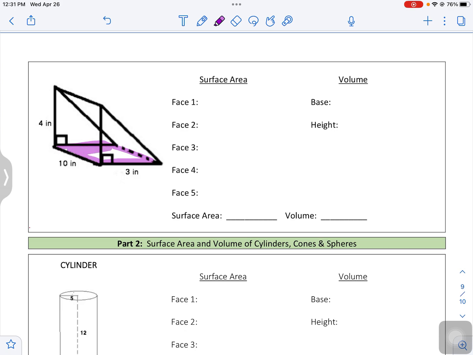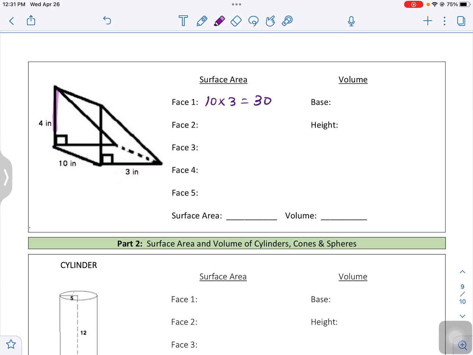So I can see right here the area of my bottom is 10 times 3. The length and the width is 10 and 3. So 10 times 3 equals 30. Notice because it's a triangular prism, I don't have another one on the top. It's just the bottom. So then I want to find another base.